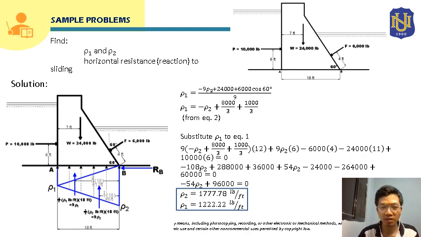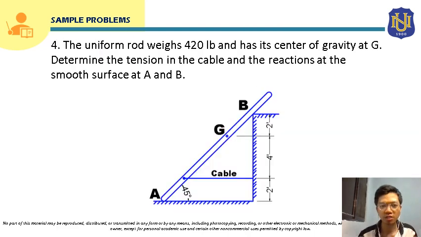So we already solved for the horizontal resistance or RB, and we already solved for rho 1 and rho 2. So let's proceed to sample problem number 4. The uniform rod weighs 420 pounds and has its center of gravity at point G. Determine the tension in the cable and the reactions at the smooth surface at A and B.